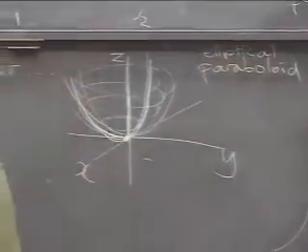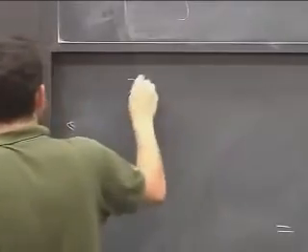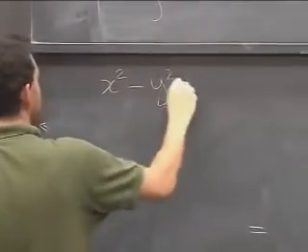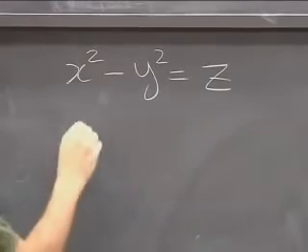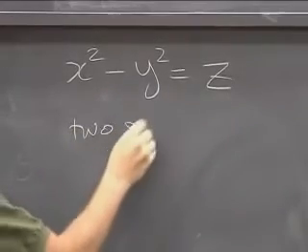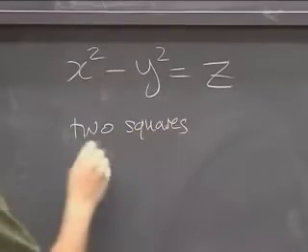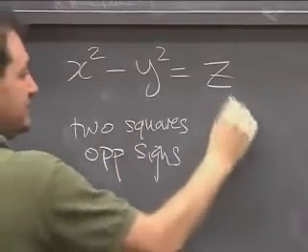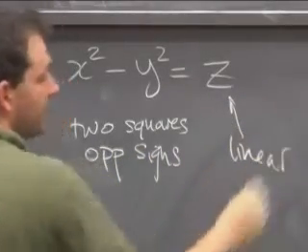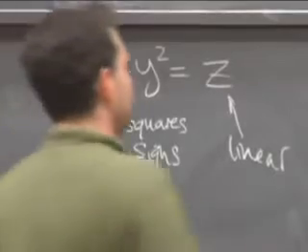And for my last trick, I will show you the last type of surface, and it's the most complicated, and unfortunately there's no time to explore it. But if instead you have x squared minus y squared equals z, you get something a little bit more diabolical. This is two squares of opposite signs, and z is linear again, so you know you're in for a paraboloid. So what are you going to get? You're going to get a difficult thing to draw.